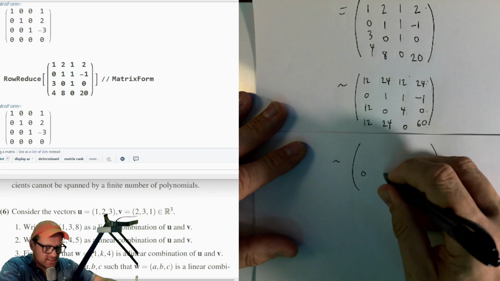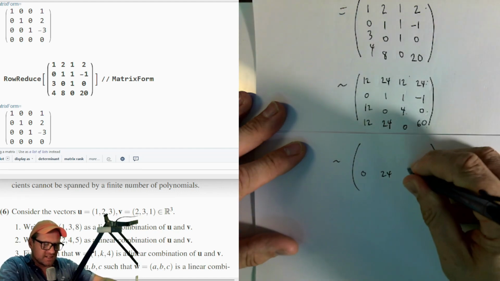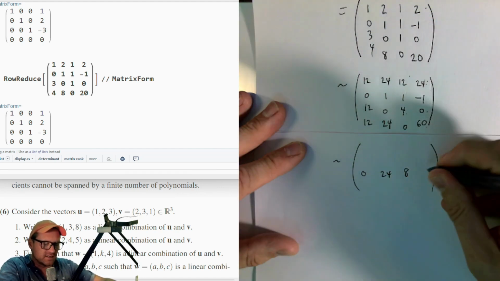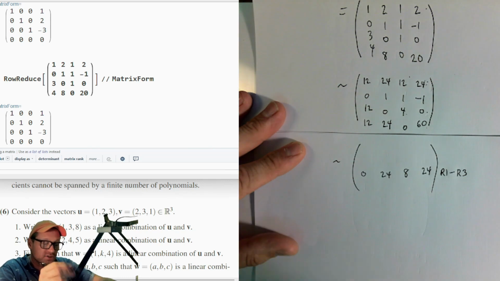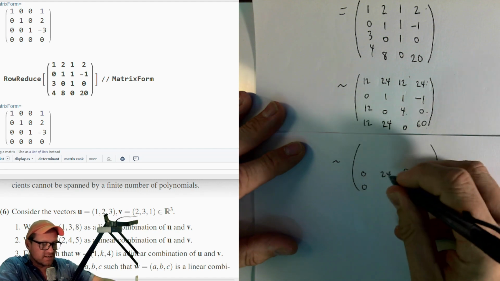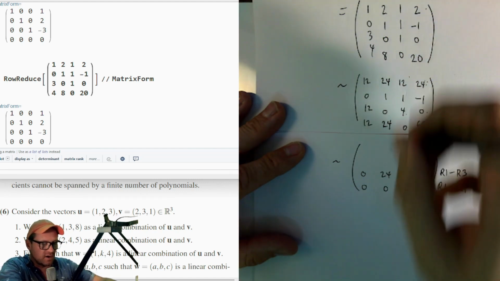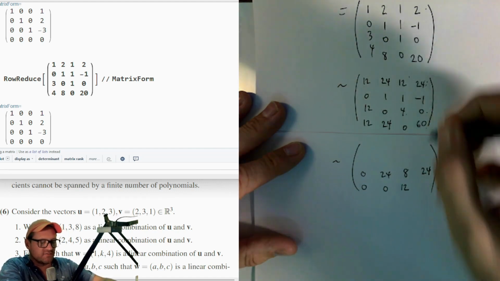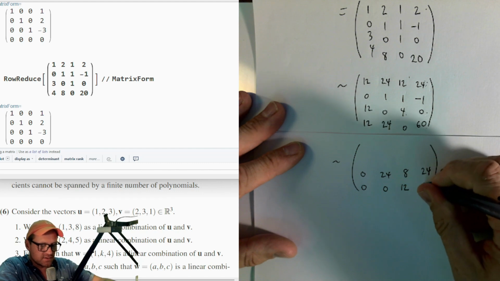Well, 24 minus 0 is 24. 12 minus 4 is 8. 24 minus 0 is 24. Now we want to replace row 4 with row 1 minus row 4. So 12 minus 12 is 0. 24 minus 24 is 0. 12 minus 0 is 12. 24 minus 60 is minus 36.